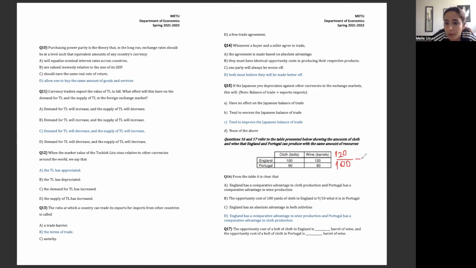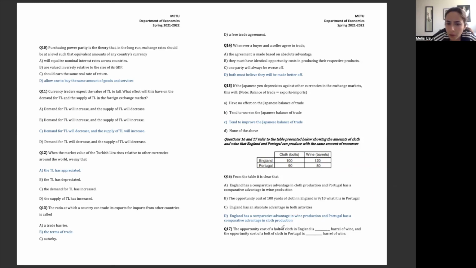120 divided by 100, so it is equal to 1.2. And for Portugal, it is equal to 8 divided by 9. Which one is lower? This one is lower. So Portugal has a comparative advantage in cloth production. So option B is the correct one.